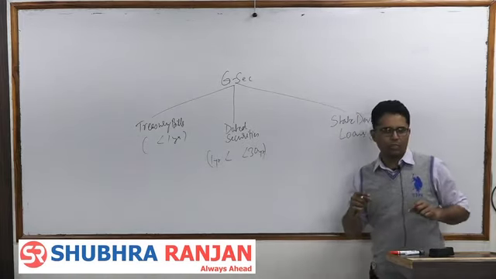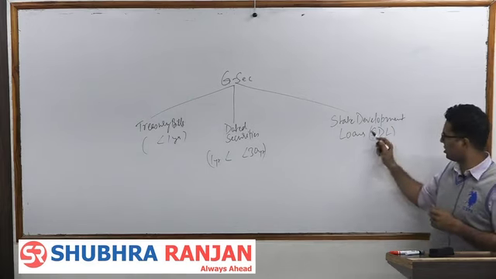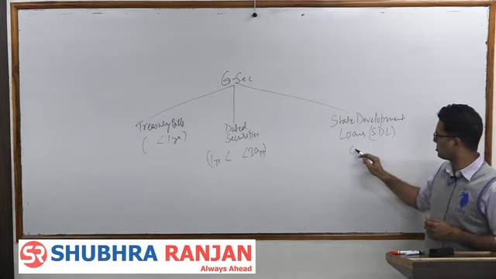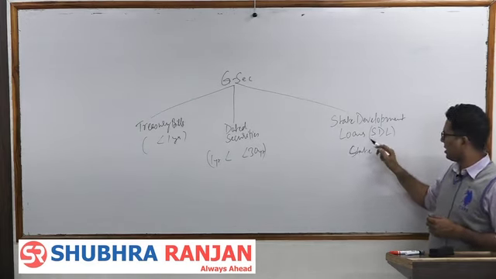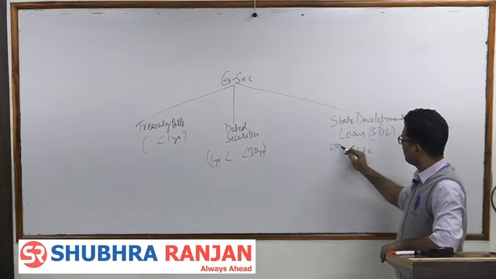When state governments want money, the state government issues their own bonds, their own debt paper, which is called SDLs. These are generally less than 10 years, less than 10 years. State government.